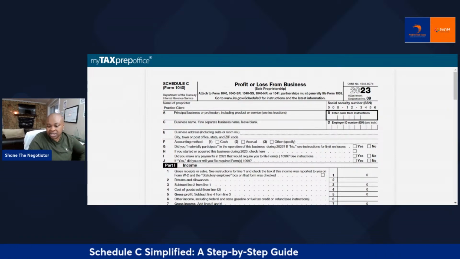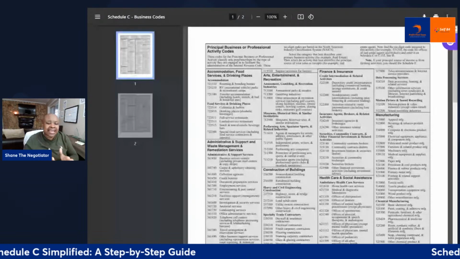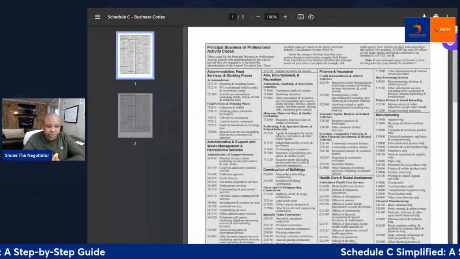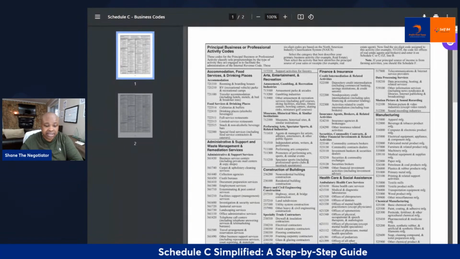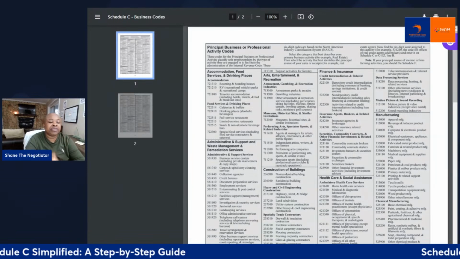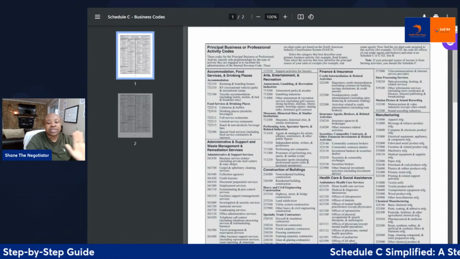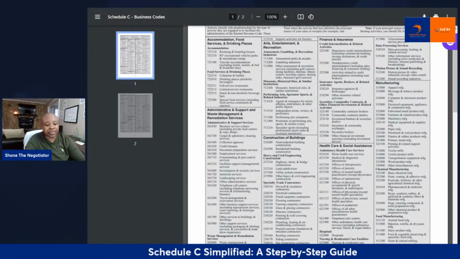So I'm going to actually stop sharing this screen and I'm going to pull up another screen so that you can see what codes I'm actually referring to. Because oftentimes you're missing this because you're like, well, what codes? I don't understand. So these codes are called the NAICS codes, North American Industry Classification System. That's what NAICS stands for. So this is for principal business or professional activity codes. So it has all kinds of codes here for the industry that you are operating in.